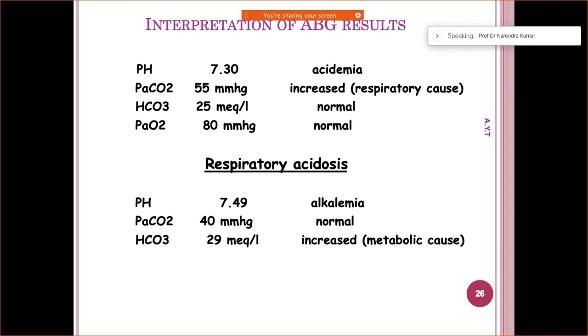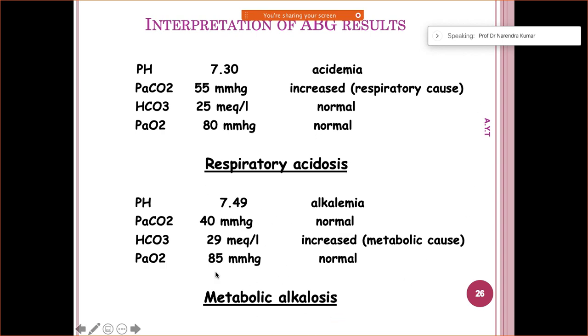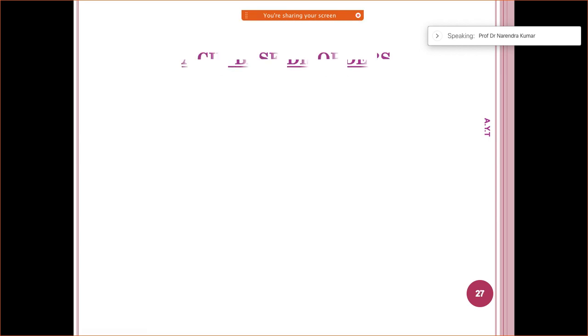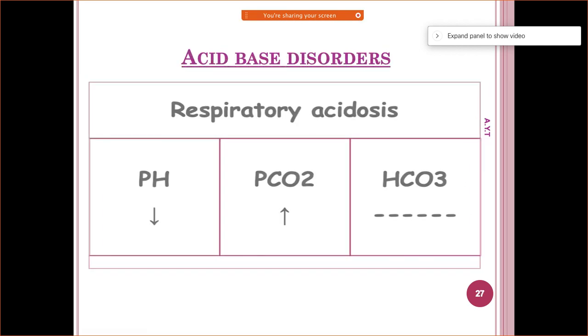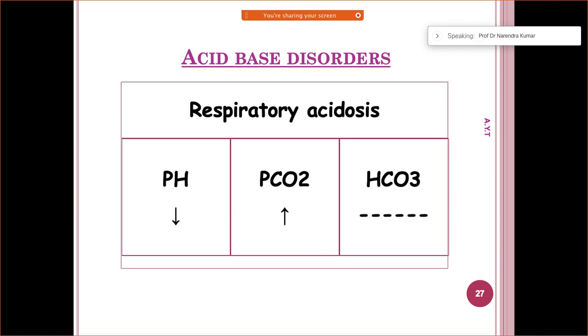So what is the reason? Metabolic cause, of course. Now we look further at the PO2, 85, which is normal. So what is this picture? This is metabolic alkalosis. I think you all are already the masters now. So let me try to give you some tips and tricks.